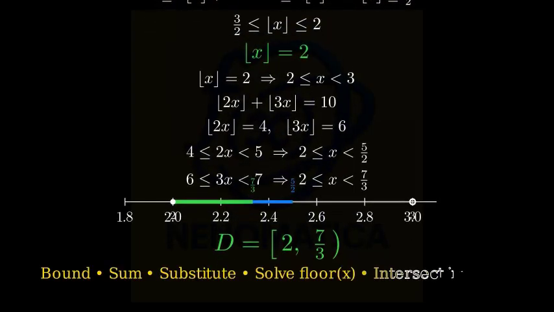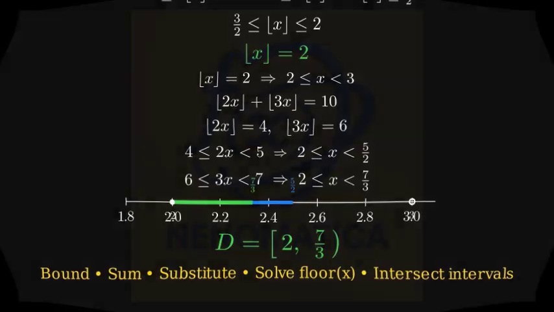Recap. We bounded each floor term by a multiple of floor of x, summed the bounds, substituted 12, solved for the only possible floor of x, which is 2, then intersected the precise ranges for 2x and 3x to obtain the interval from 2 to 7 over 3.